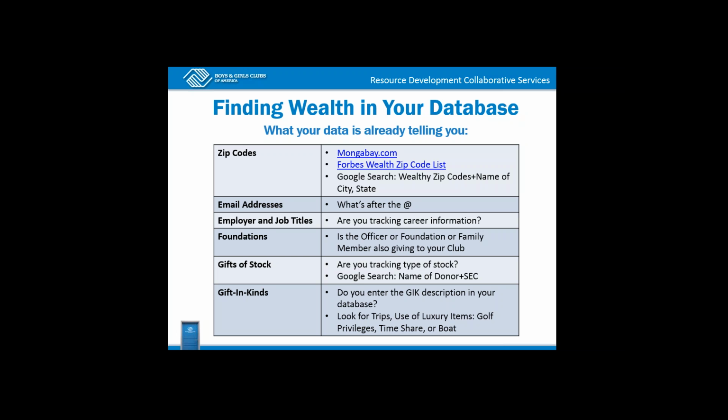And then gifts in kind, if you're tracking the description either in your database or an event worksheet, look for trips and luxury items, golf privileges, timeshares, boats, those types of things. If people are donating that type of stuff to an auction, that's telling you something about their lifestyle and their ability to give a gift, because they have those types of things that point to the characteristics of high net worth individuals.